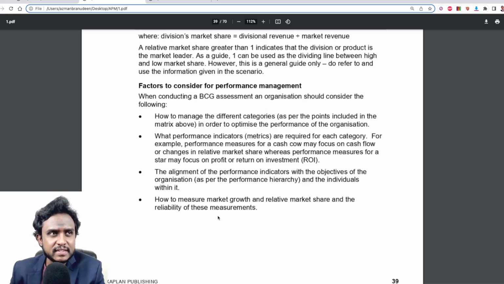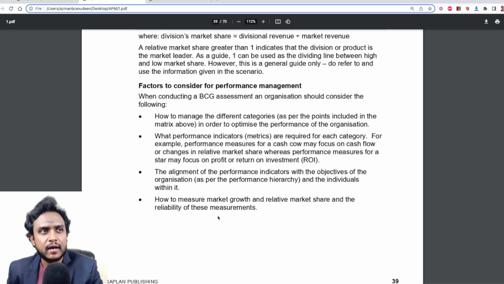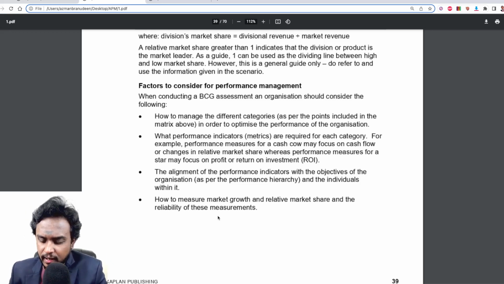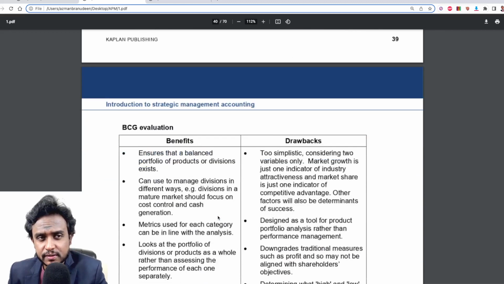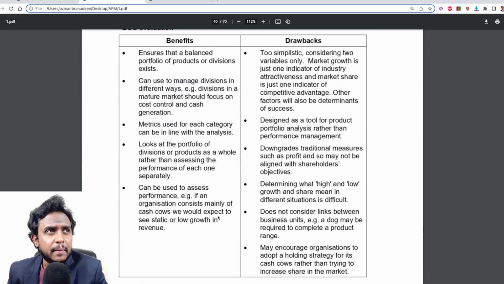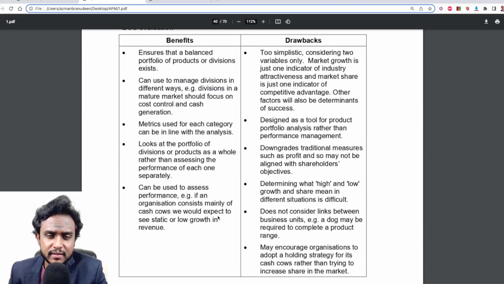How are you going to manage the different categories? What KPIs are really relevant for you to measure the performances of each of those categories? How are the KPIs aligned with the overall and overarching objectives and goals that you have set for yourself, etc.? So by and in itself, you can look at the benefits and the drawbacks. Mostly, it helps you determine a portfolio breakdown of your products and services. That's a great benefit, I would say.